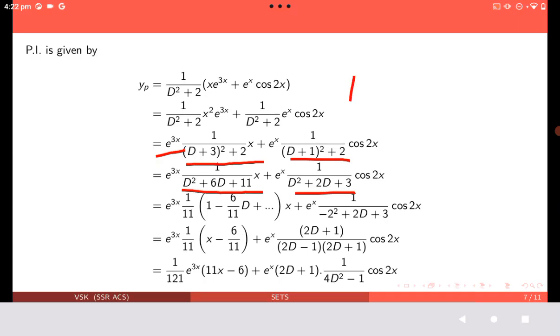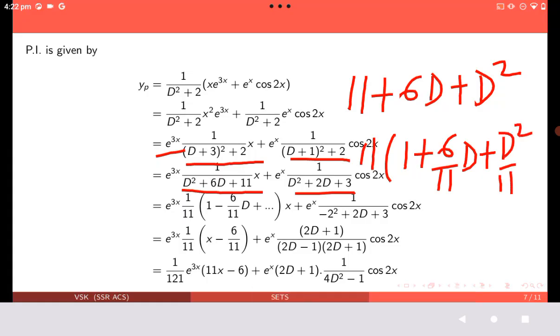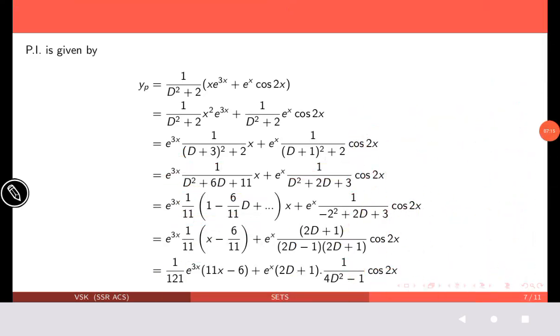We will write in ascending form, so it will be written as 11 plus 6D plus D square, and when we take 11 common, we get 1 plus 6 by 11 D plus D square by 11. So this type of expression we will get, and when we operate this, this expression will become this, and when x is operated, this is simply this 2. And in place of cos 2x, here there is no problem.